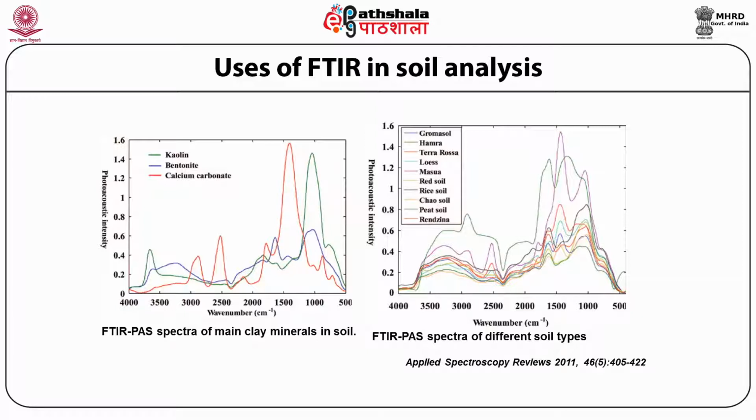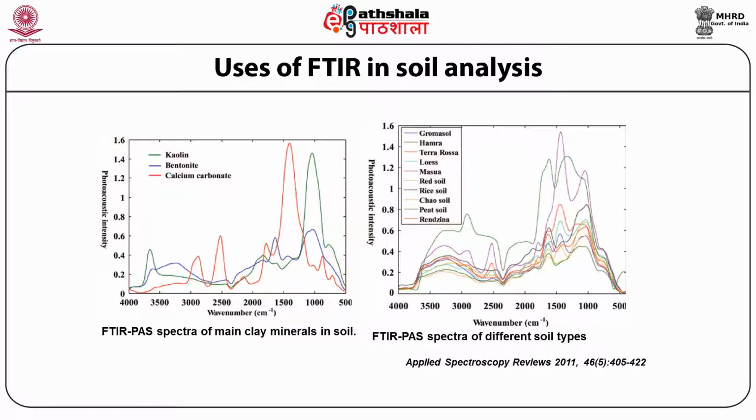You can see here three soils: calcium carbonate, bentonite and kaolin. The IR spectra of these three types of soil are quite different. Kaolin has a strong peak at 1000 wave number, but bentonite has a very low peak at 1000 wave number. But the calcium carbonate soil has an intense peak at 1500 wave number. So FTIR is used to estimate the different quality of the soil.